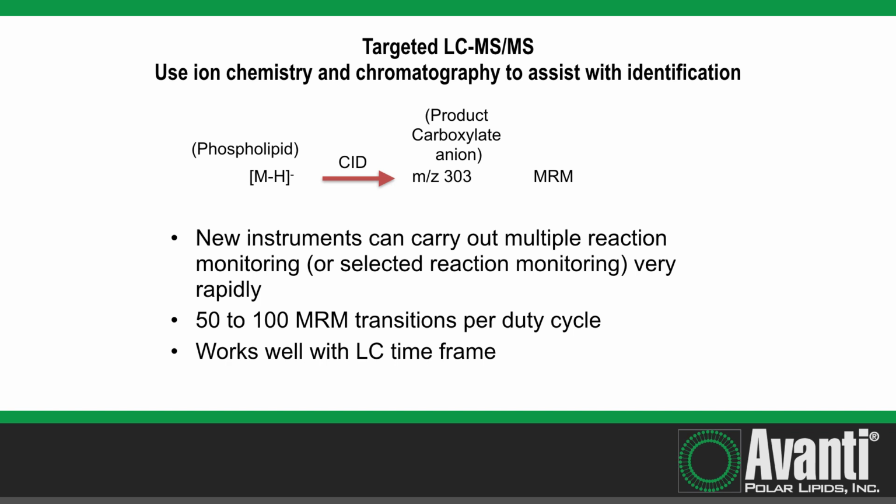And you can change the time frames of when you have a particular list which is present. And this works really well with the chromatographic time frame, because very often classes of lipids can be separated, especially if you use normal phase, and so you can actually change the list of ions you look at depending upon the retention time of the lipids which are present.